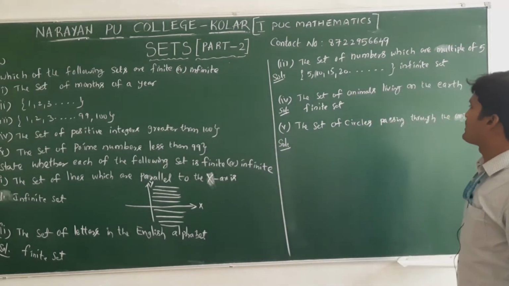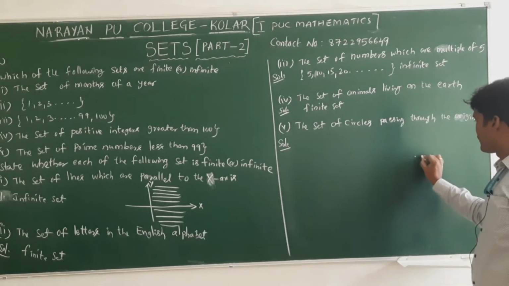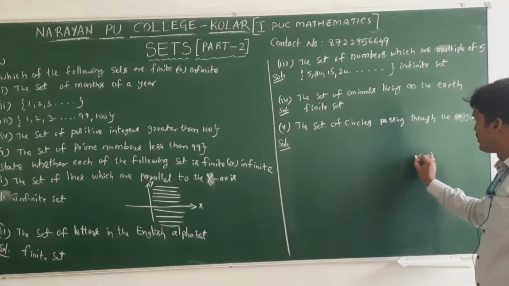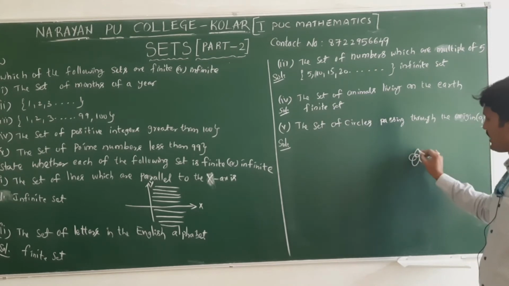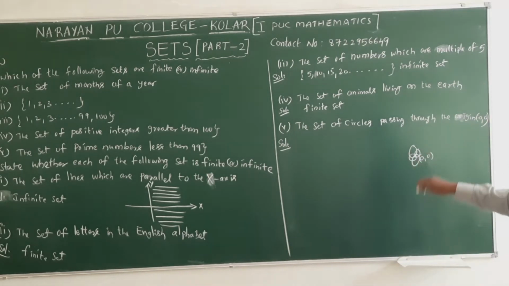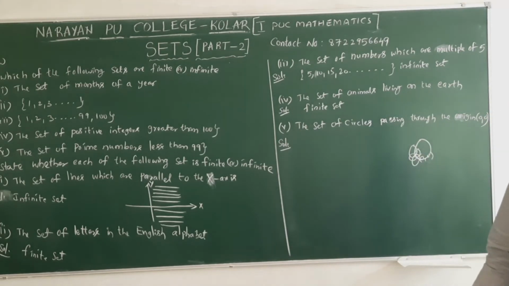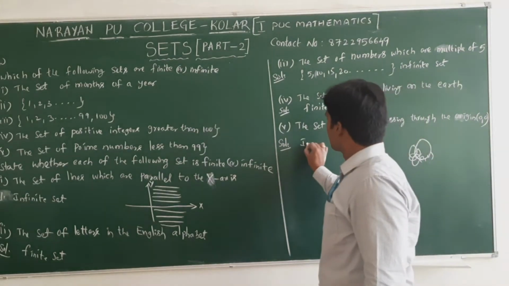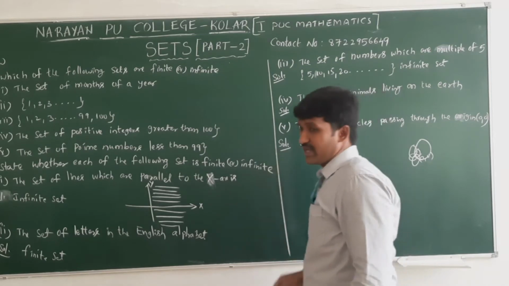The set of circles passing through the origin. How many can we draw? An infinite number of circles we can draw. If we take origin 0, 0, we can draw many circles like this. There is no limitation for this. Drawing like this, we have to take more circles. How many can we draw? An infinite number of circles. This is also an infinite set.